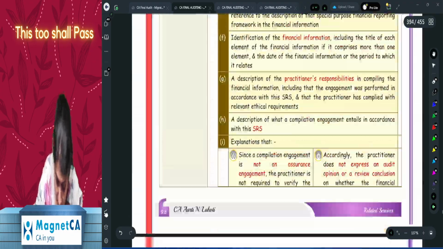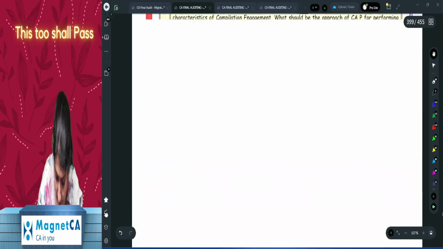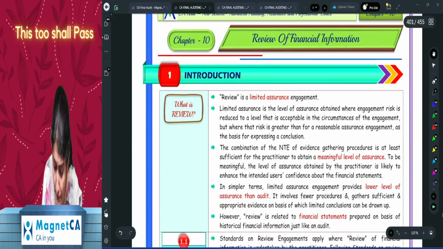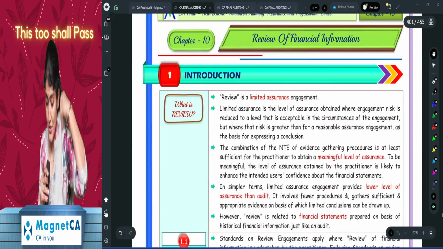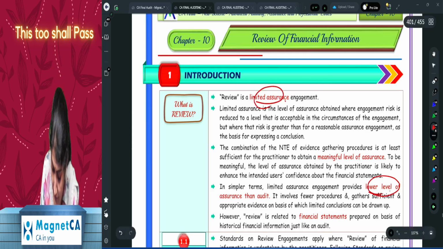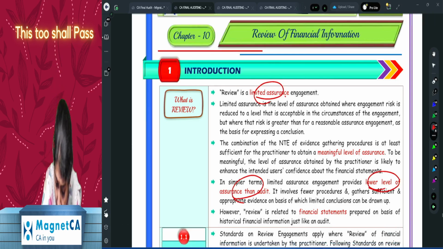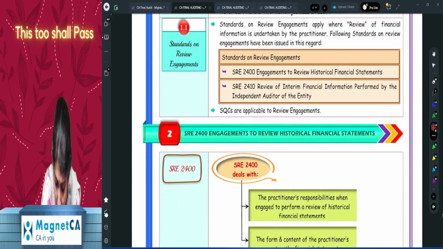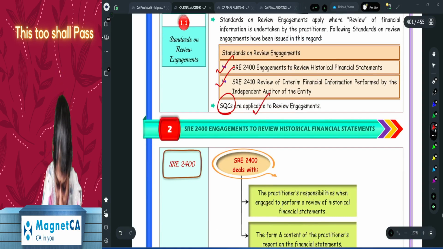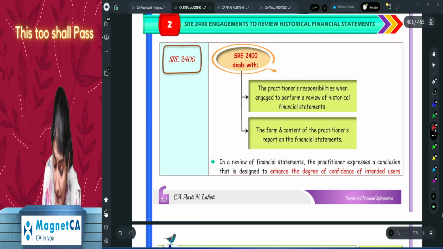Right? Then you have the related services, and after that you have the review. So, review of financial information. What did we say? Review is a limited assurance, a lower level of assurance than an audit. And obviously the procedures followed are mainly inquiry and analytical, and 2400, 2410, and SQC are always applicable. Okay, right? So what does it say?